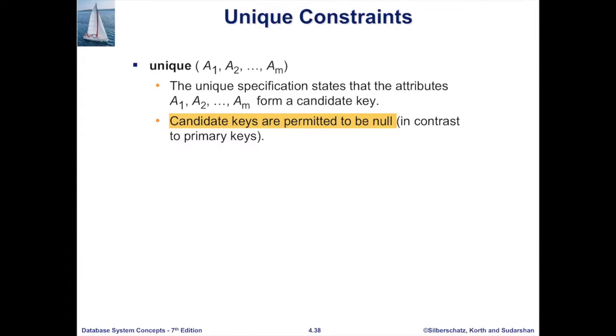The unique specification states that attributes, let's say A sub 1 to A sub m, form a candidate key. So you need to recall the definition of a candidate key. In this context, candidate keys are permitted to be null, but the primary key shouldn't be null.